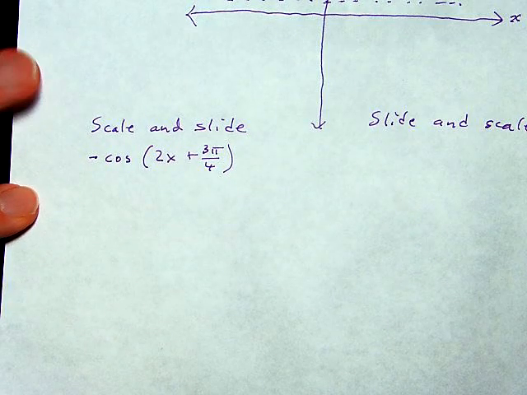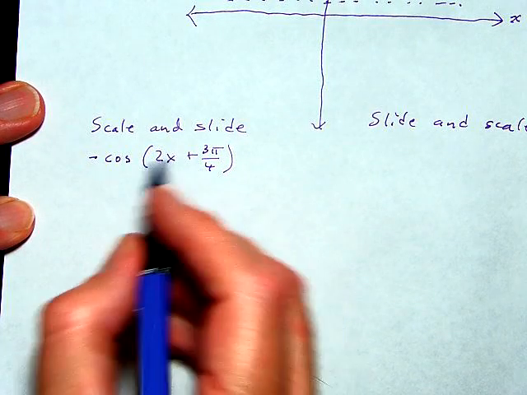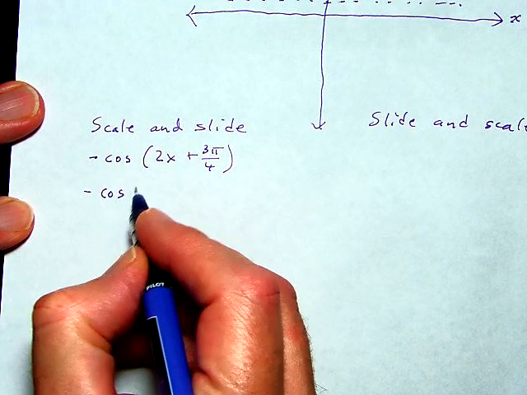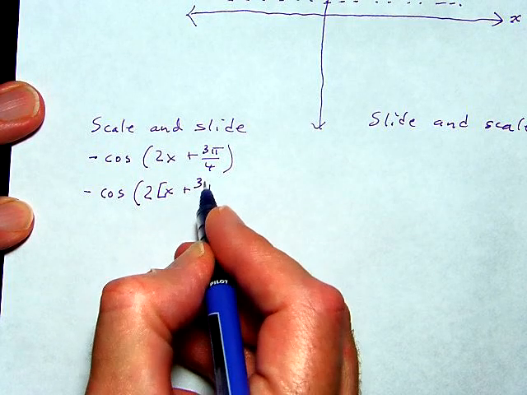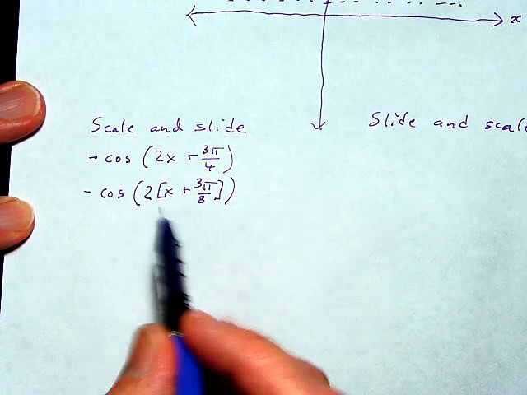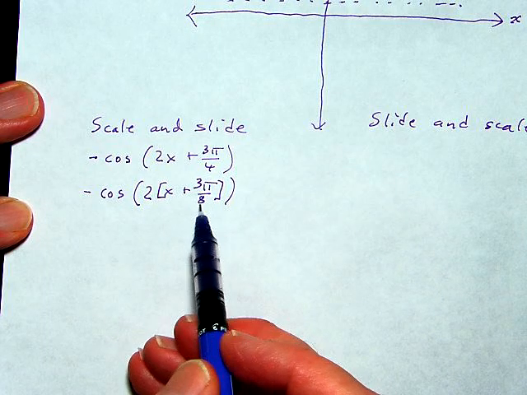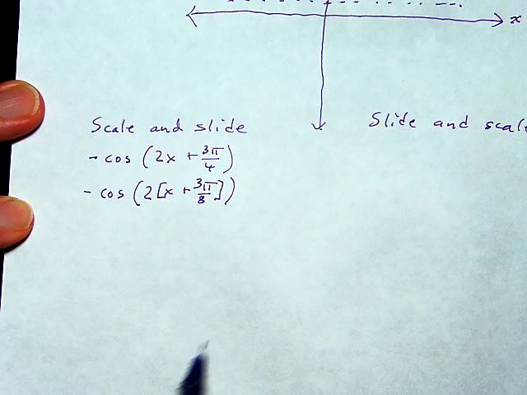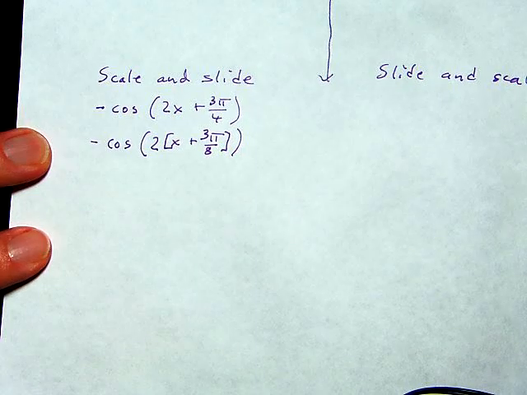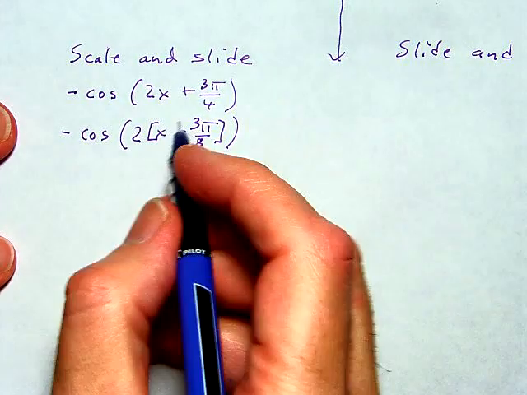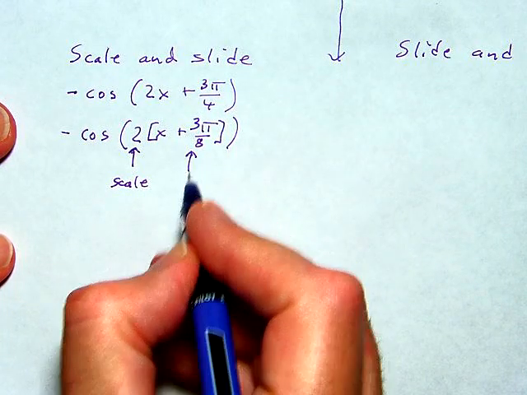Okay, and I'm going to need to do the factoring to factor out the coefficient of x to get this function: 2 times x plus 3 pi over 8. Okay, so that when I distribute, I'm back at 2x plus 6 pi over 8, or 3 pi over 4. So I haven't changed the function, I've merely factored out a 2. In the scale and slide method, this is the scale factor, and this is the slide factor.